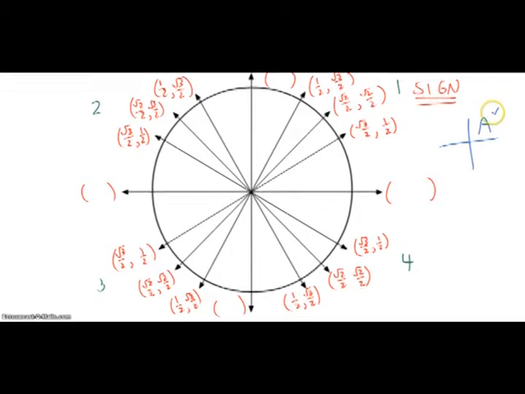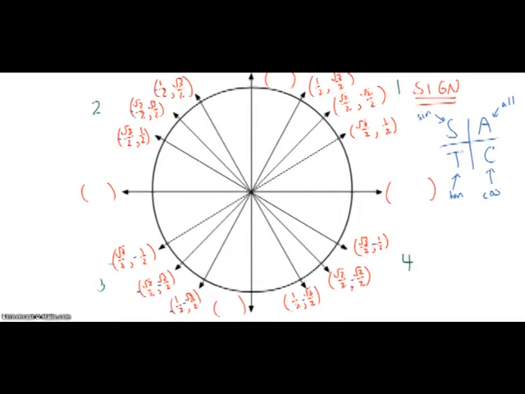In the first quadrant, all of the coordinates are positive. In the second quadrant, only the sine is positive. In the third quadrant, only the tangent is positive. And in the fourth quadrant, only the cosine is positive. So now that we know this, we can add negatives where they need to be in the different quadrants. And we have figured out the coordinates for the entire unit circle.